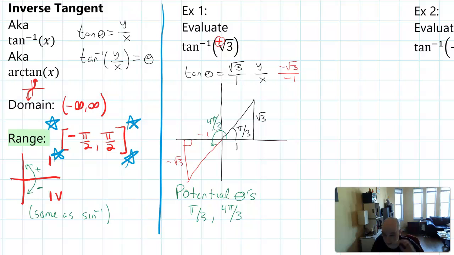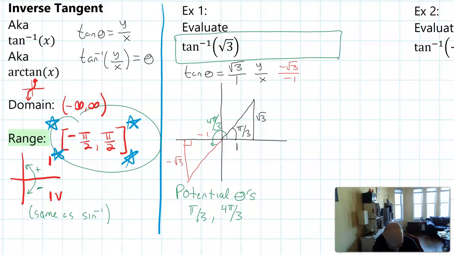However, I'm not solving this equation, I'm evaluating inverse tangent. And when I evaluate inverse tangent, I'm only allowed to report the angle that's within that specified range, negative pi over 2 to pi over 2. So the only answer I should report is the first quadrant angle, pi over 3, since the other angle was outside of the quadrants that are part of the range restriction for inverse tangent.